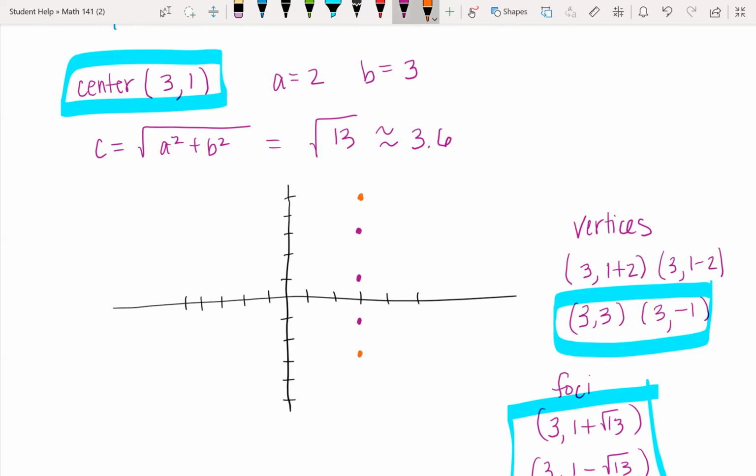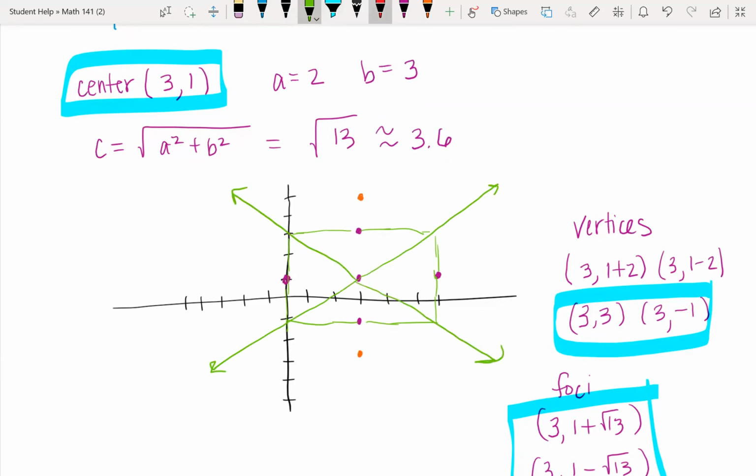Okay. And then b, the length of that was 3. So I'm going to go out 3 to the left and right. So I'll go here and here, and then I can draw my rectangle going there along the y-axis. And then I've got my asymptotes. And then my graph is going to open up and then also down.